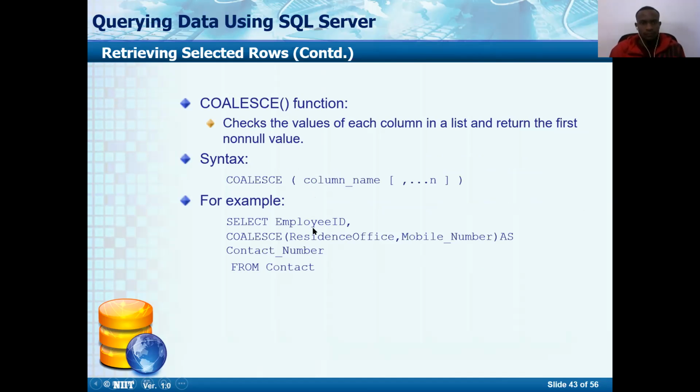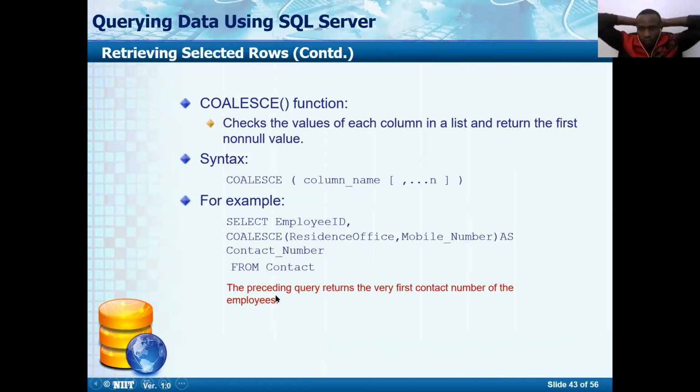COALESCE is a function that checks each column in a list and returns the first non-null value. So the way you use it is you follow this syntax. For example, we have this statement: select employee ID, coalesce residence, office, mobile number as contact number from contact. What we are doing is it's going to return the very first contact number of the employees.